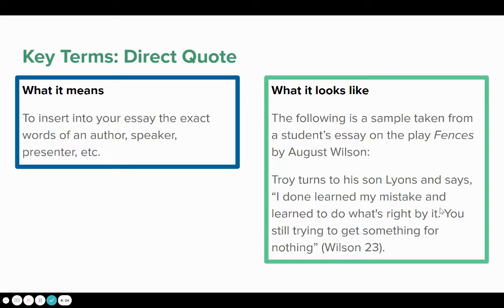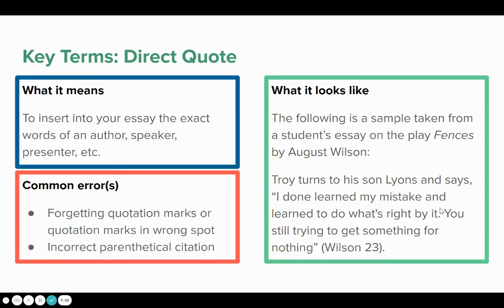A direct quotation is when you insert into your essay the exact words of an author, speaker, presenter, etc. So you can see what it looks like over on the right of my screen. This is an example from Fences, another play by August Wilson. Troy turns to his son Lyons and says, comma, spacebar, open quotation, "I done learned by mistake and learned to do what's right by it. You still trying to get something for nothing." Close quotation mark, spacebar, open parentheses, last name of the author, spacebar, page number, close parentheses, period.